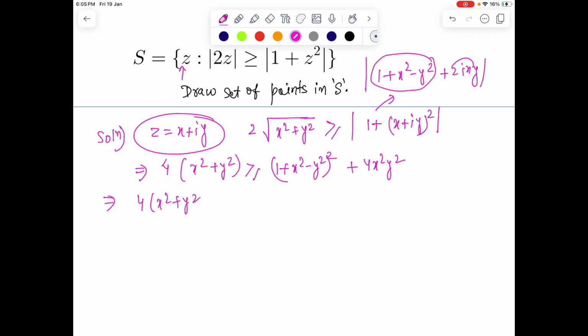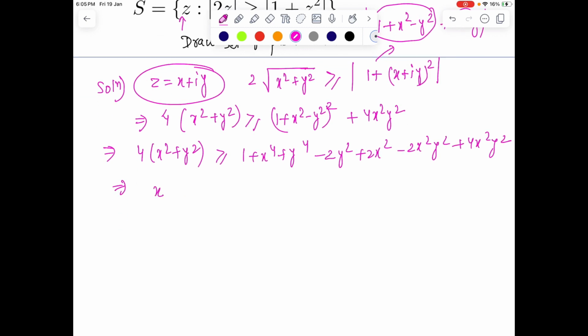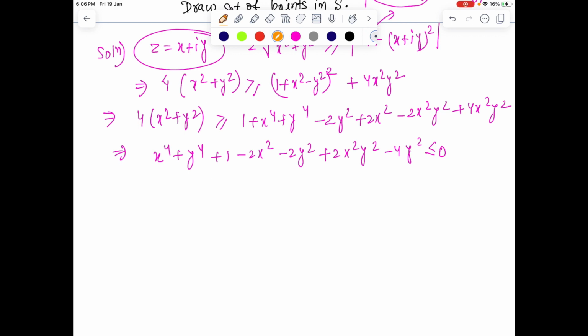Now with a little bit of patience we can evaluate these expressions. It's (a plus b plus c) whole square, so a square, b square, c square, minus 2y square, plus 2x square y square, plus 4x square y square. If we keep everything on one side, we get x to the 4 plus y to the 4 plus 1 minus 2x square minus 2y square plus 2x square y square minus 4y square is less than or equal to 0.